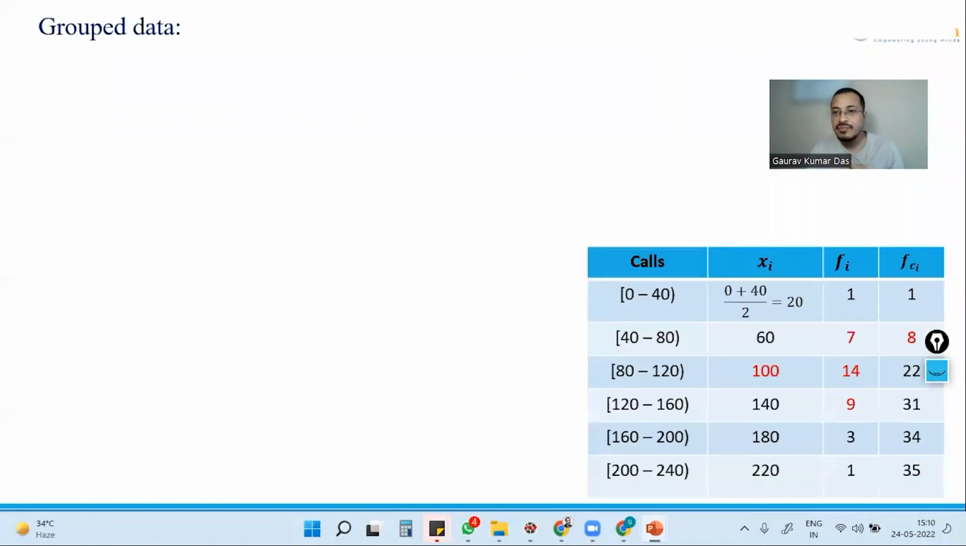Now guys, whatever mean, median, mode we have calculated was for data points where there was a certain frequency attached to it, typically discrete data points. But when we calculated the mean, we did it for two kinds of data. One was discrete, the other one was grouped data. So let us take an example of the grouped data again.